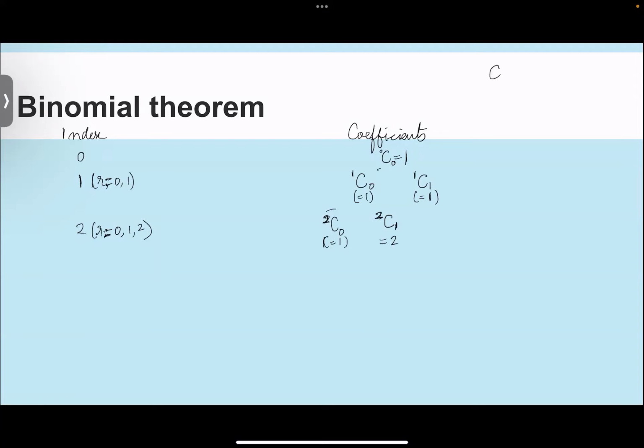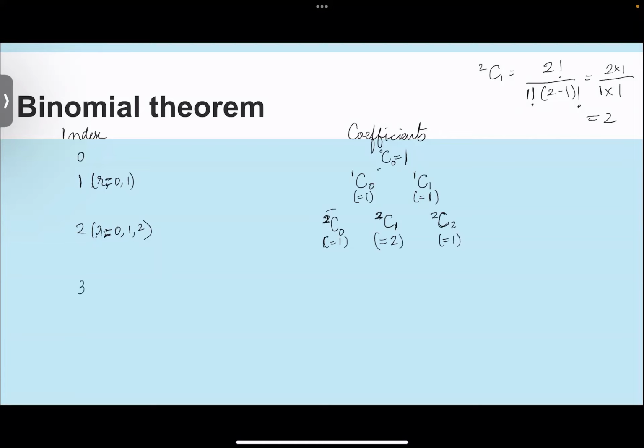Why? Because 2C1 is 2 factorial upon 1 factorial into 2 minus 1 factorial. So that gives you 2 into 1 over, if you expand, 1 factorial is 1, and 2 minus 1 will also give you 1 factorial. So this is your 2. This is how you solve for the factorial. And the last term will again be 2C2. So your n is equal to r, and that is again equal to 1.